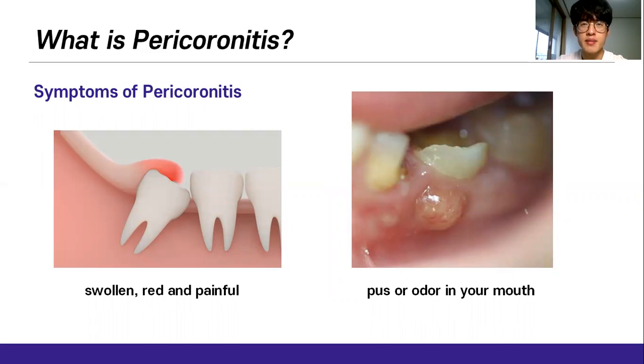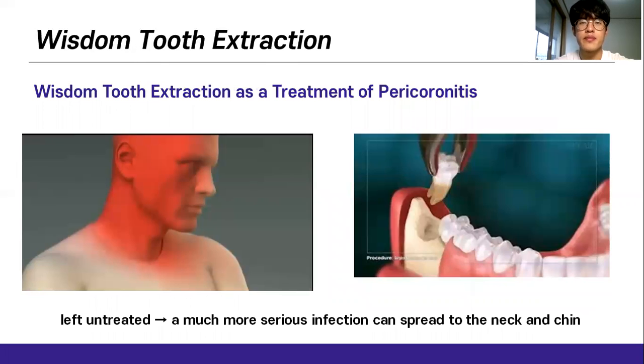Then, what are the symptoms of pericoronitis? You may realize that you have pericoronitis when your back gums are swollen, red, and painful. You may also have a bad taste, pus, or odor in your mouth. And you may feel difficulty opening your mouth wide. If pericoronitis is left untreated, a much more serious infection can spread to the neck and chin.